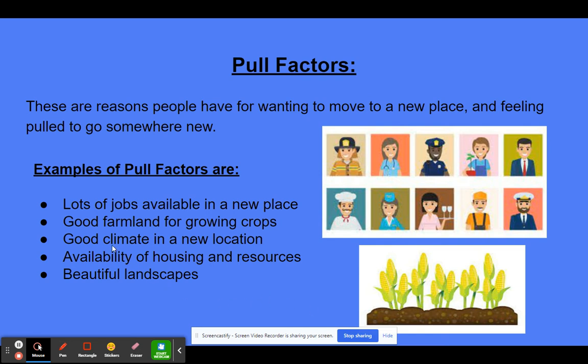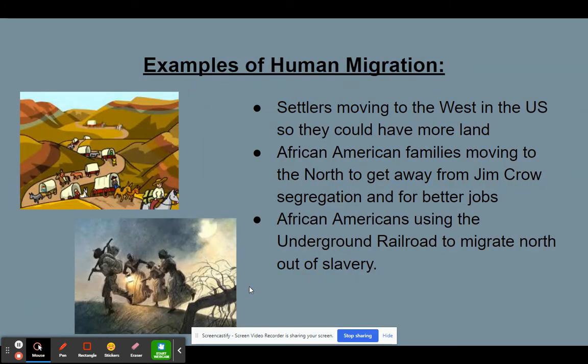Another pull factor is that there could be good farmland for growing crops, which we see in this picture. Or there could be a good climate in this new location that people are thinking about moving to, and that helps with growing crops also. There could be availability of a lot of housing and resources in a certain community, and that might pull people to want to live there. Or the last one, some people just want to move to a new place because it's beautiful there. This bullet point says beautiful landscapes. So it could be a very scenic, beautiful place to live.